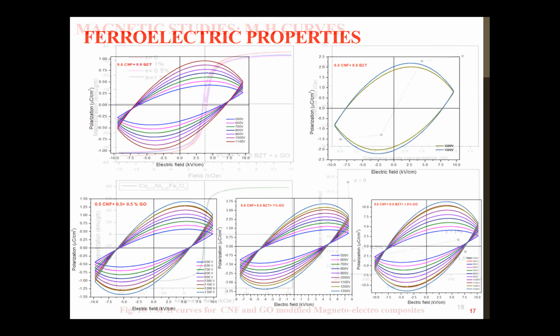Dielectric properties of the magnetoelectric composites were measured using an impedance analyzer, and it is observed that with graphene oxide doping concentration, the maximum polarization value and dielectric constant increase, whereas the dielectric Curie temperature and the saturation magnetization decrease. So these properties can be exploited for high frequency applications. These are some references.